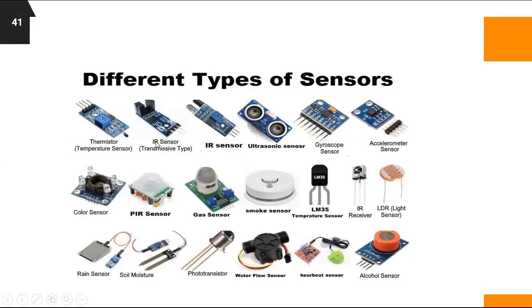Then we have this IR sensor. I told you, this IR sensor is used for measuring or calculating object movement. Whichever object is in front of you, you can detect it using this IR sensor. Then we have the ultrasonic sensor, gyroscope sensor, and accelerometer sensor. See here, LDR, that is the light sensor, and IR, that is the infrared sensor. We have temperature sensors, and varieties are there.